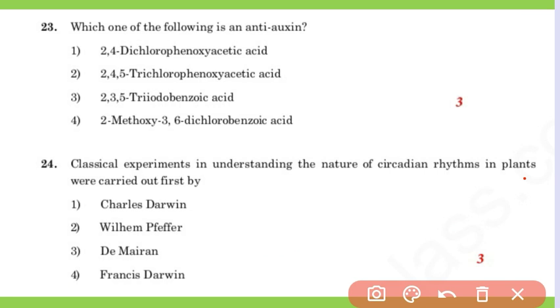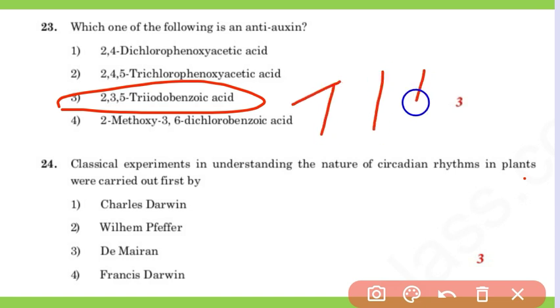So the antiauxin, that is 2,3,5-triiodobenzoic acid, that is TIBA. TIBA is an antiauxin, triiodobenzoic acid.